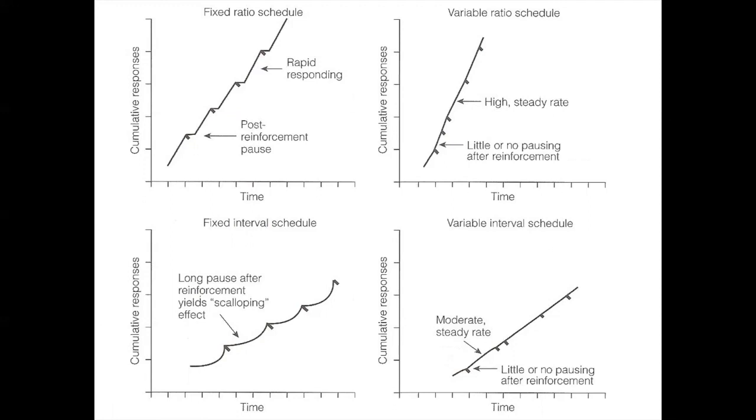And so, because of that unpredictability of reinforcers on variable schedules, we tend to see much steadier responding on them than we do on fixed schedules. The response rate tends to remain much more consistent over time on variable schedules. It doesn't go up and down with pauses and bursts of responding like it does on fixed schedules.